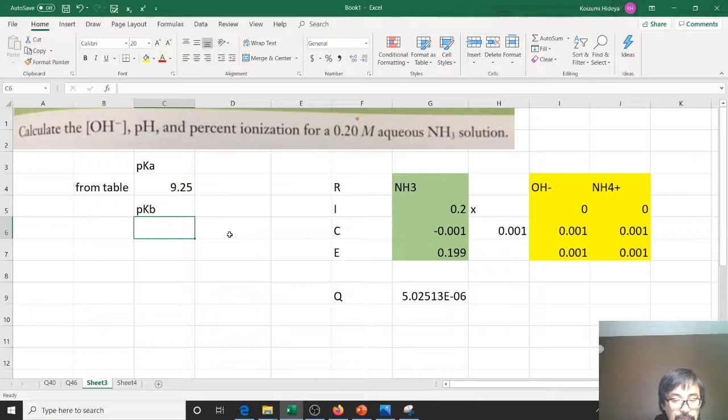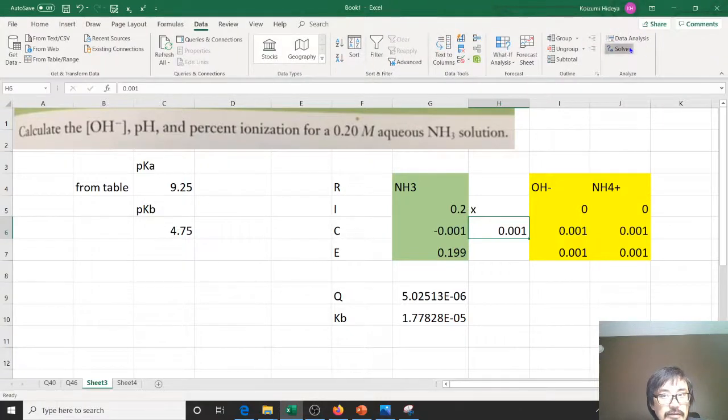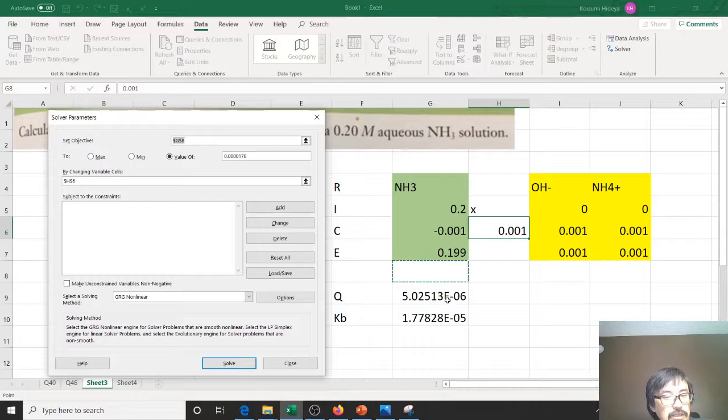Then what is the Kb here? pKb, sorry, pKb is 14 minus this guy, it's 4.75, and then what is the Kb here? The reason why I'm using Kb instead of Ka is because this reaction is the base association constant. So the Kb right here is equal to 10 to the power of negative pKb. So it's that one. I'm going to change this one to the value of that guy, 1.77 e to the negative 5. The same stuff. So go to data, solver.